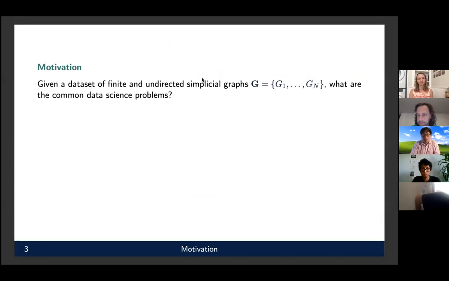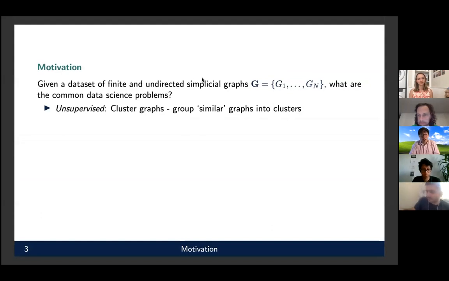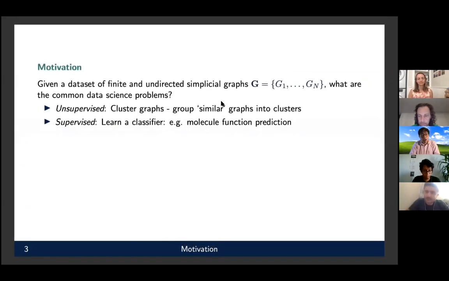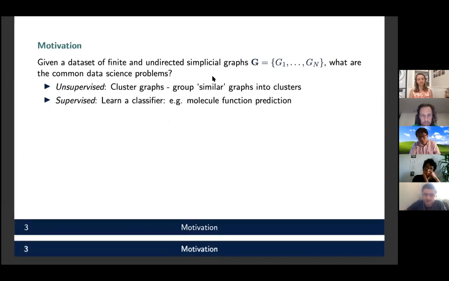Well, you might want to cluster graphs, so group similar graphs into clusters, and that might give some insight into this data set. You might want to learn how to classify these graphs. For example, these graphs might be molecules that function in a certain way, and given their molecular structure as a graph, you might want to classify and try to infer their molecular function. So this is in the realm of graph classification.